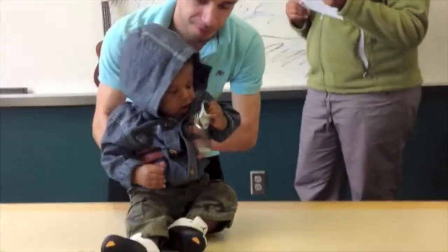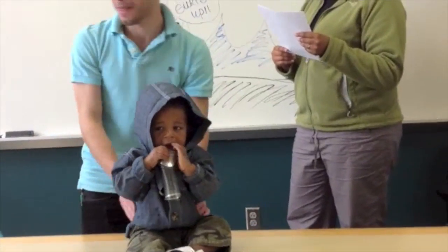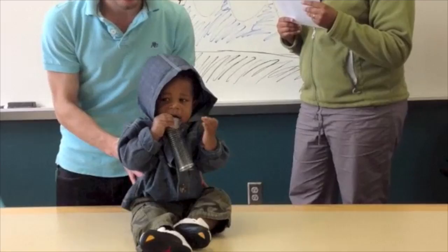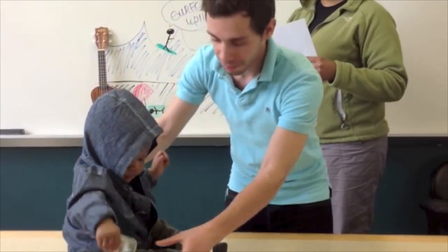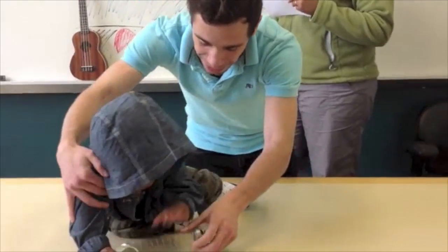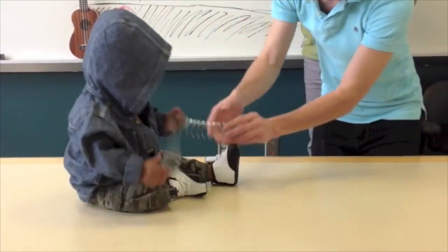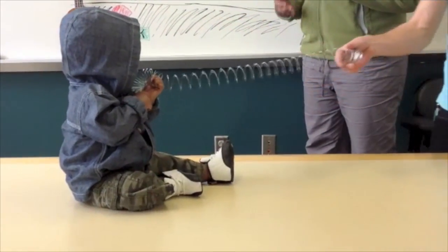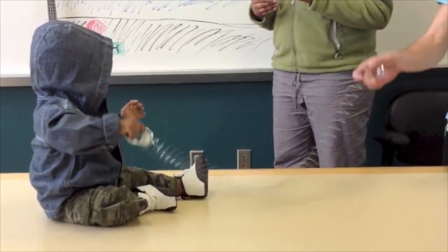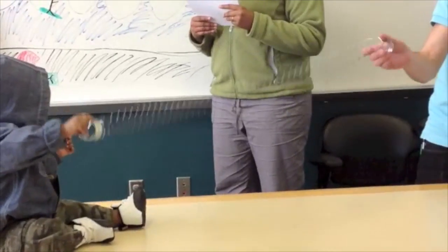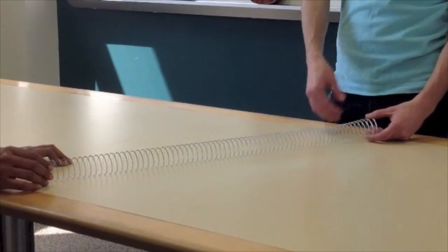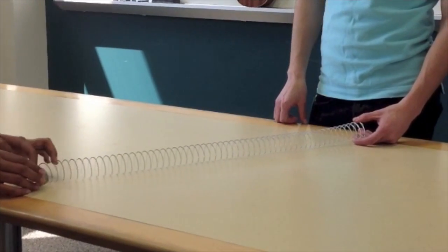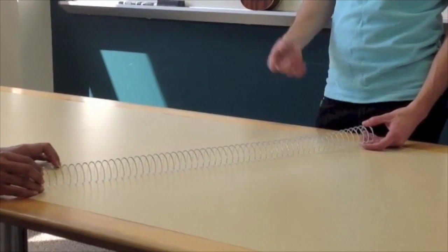In transverse waves, the disturbance is perpendicular to its direction, like so. Ready? No, don't go nowhere. For a transverse wave. There you go. Good job. Okay. In longitudinal waves, the disturbance is parallel to its direction, like so.